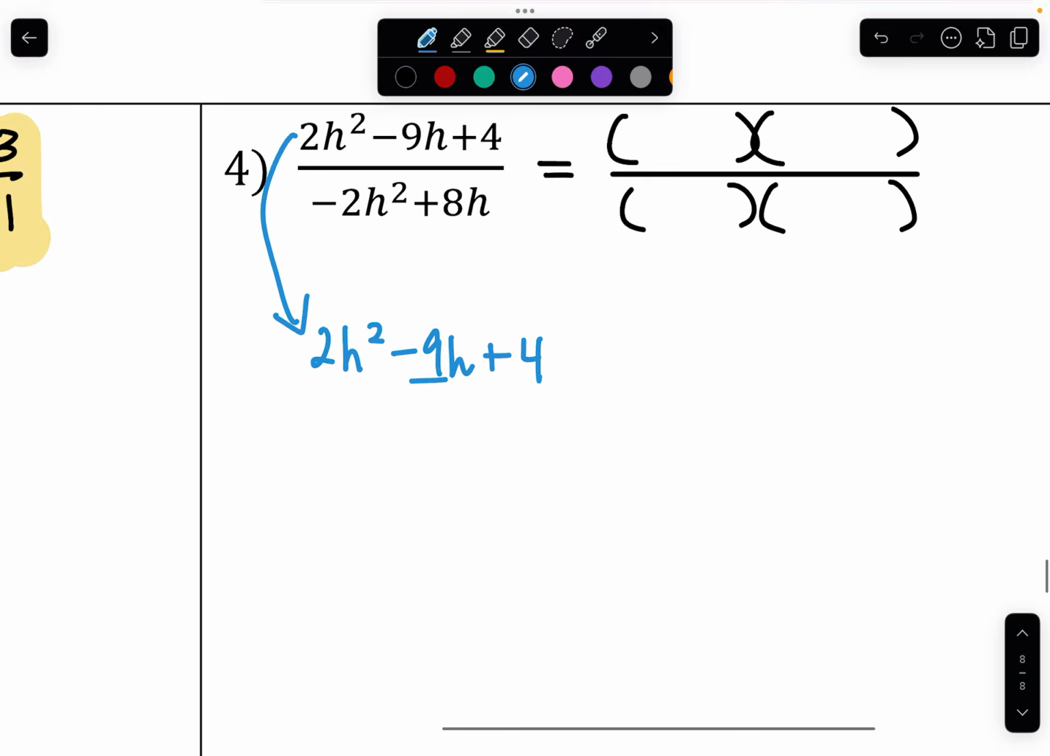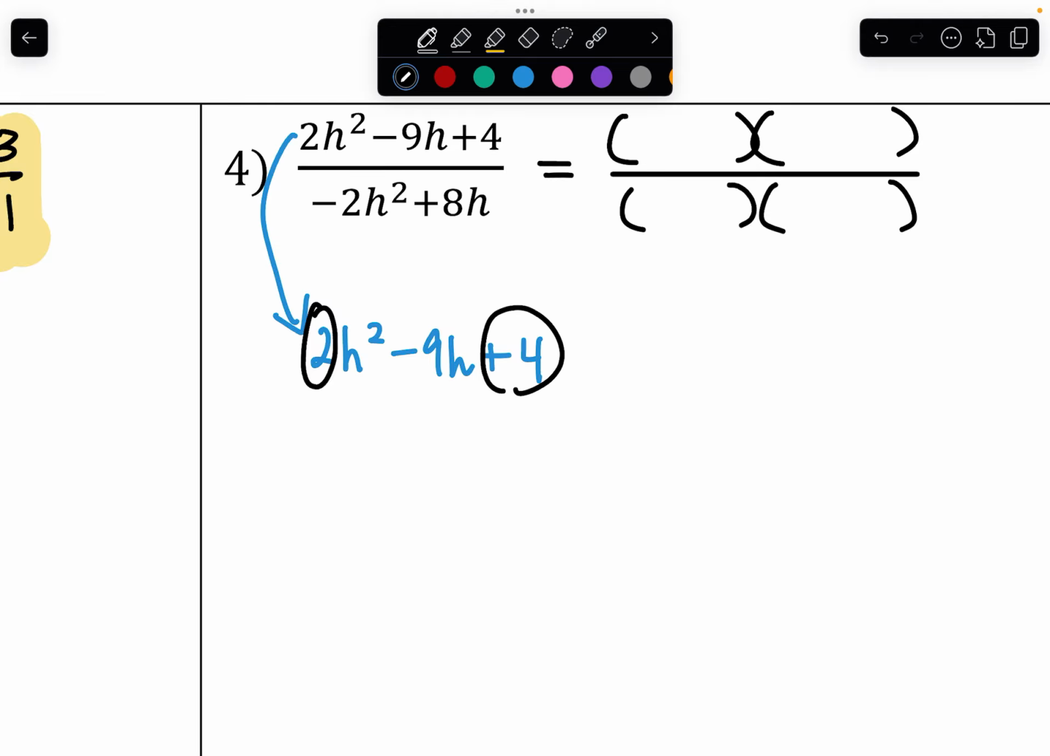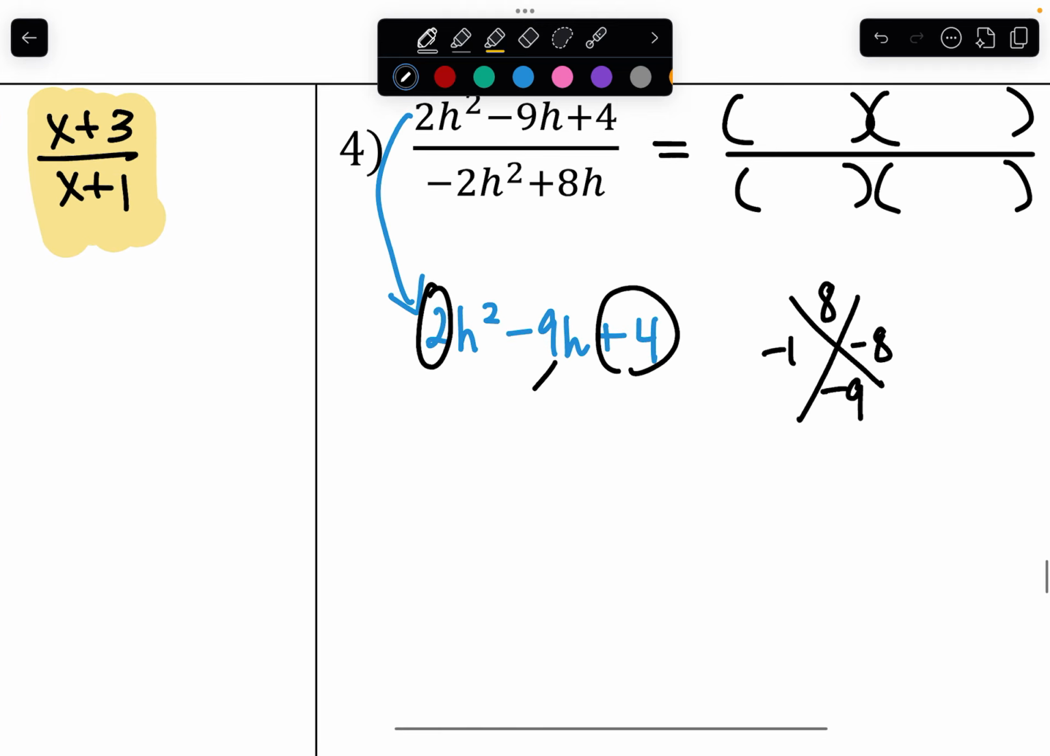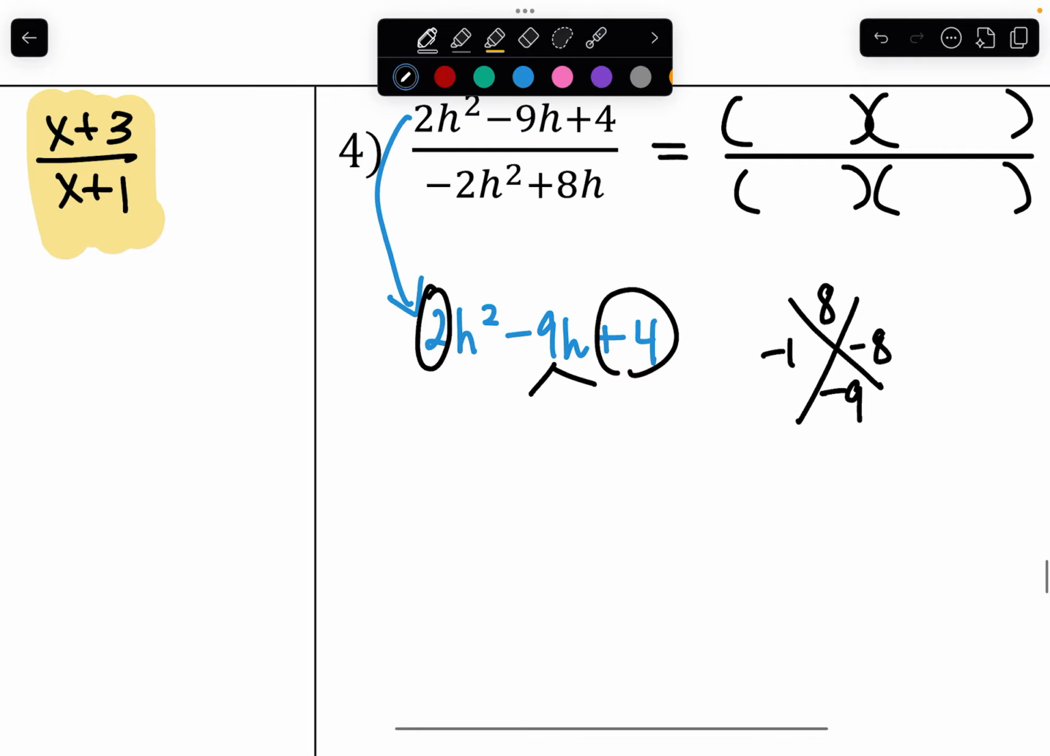That 2 is not a GCF because of the 9. And so this time we have to factor using the AC method. 2 times 4 is 8, and we need 2 numbers that add to negative 9. 1 and 8 will work if they're both negative. That would multiply to positive but add to negative. And so we split the middle term, negative 9h, into negative 1h minus 8h.